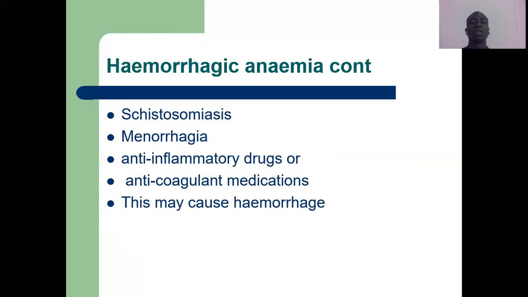Schistosomiasis can also cause anemia, as we mentioned when discussing schistosomiasis. Menorrhagia, and anti-inflammatory drugs and anticoagulant medication can also cause bleeding.